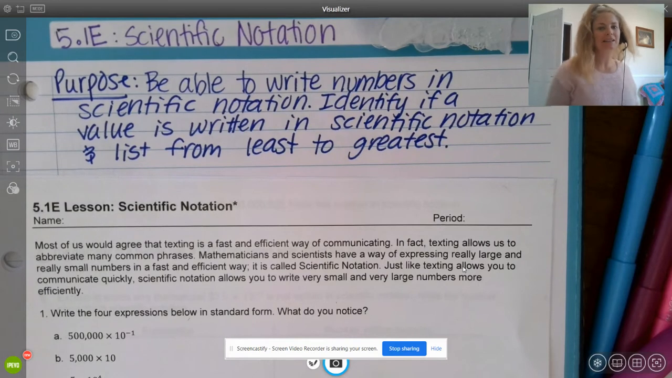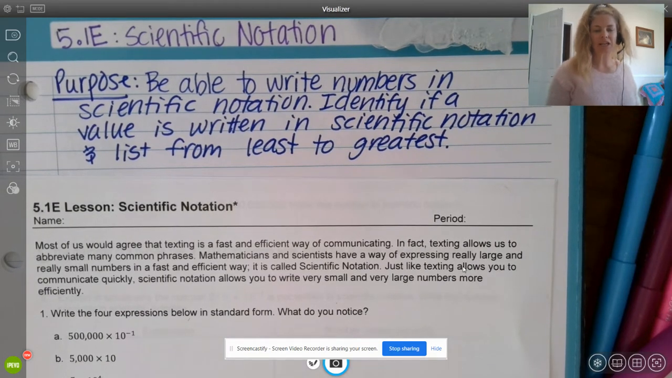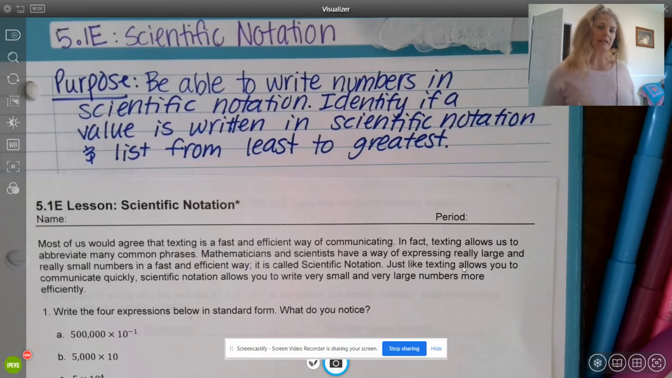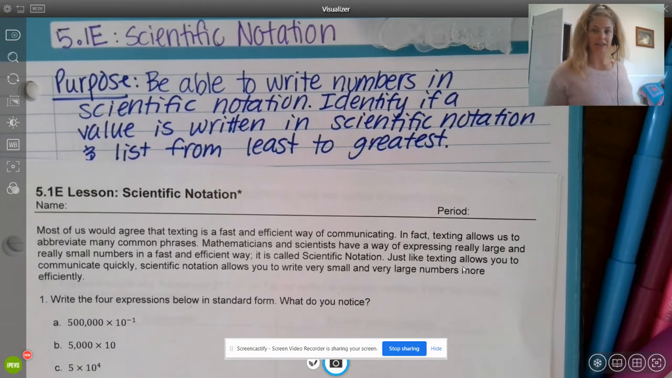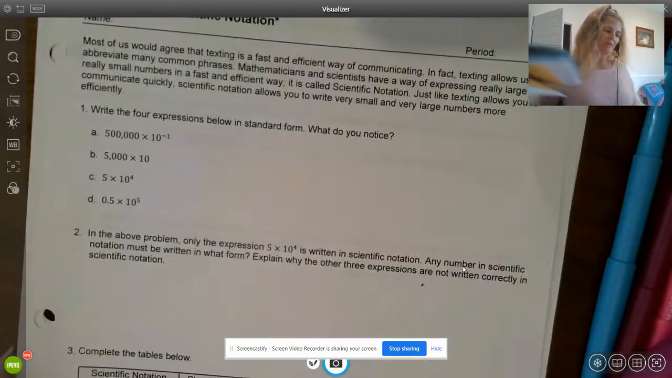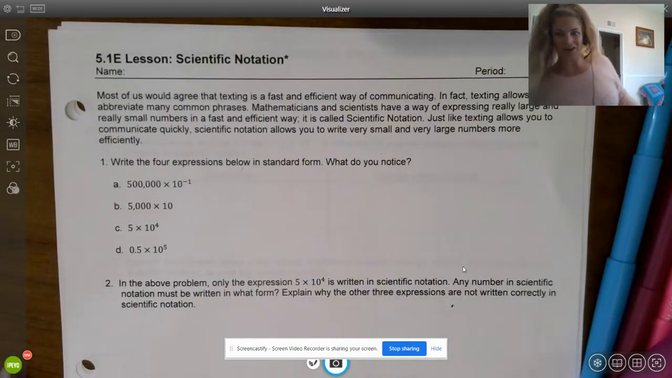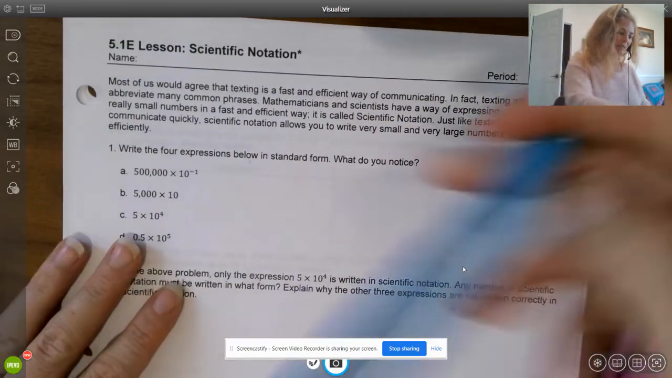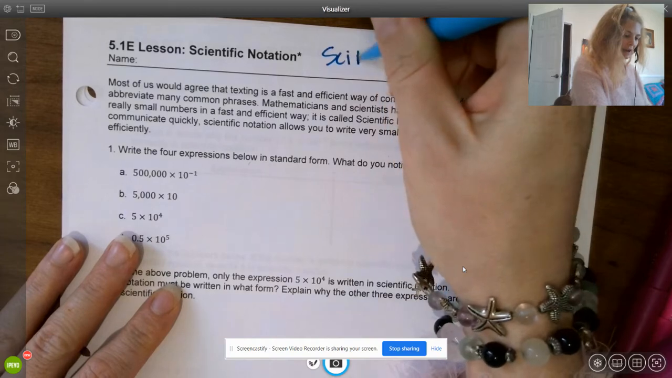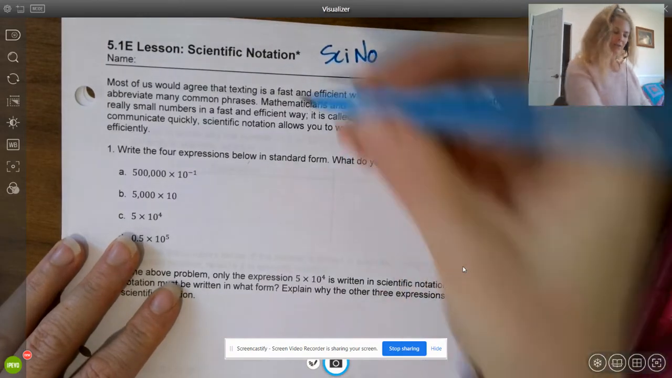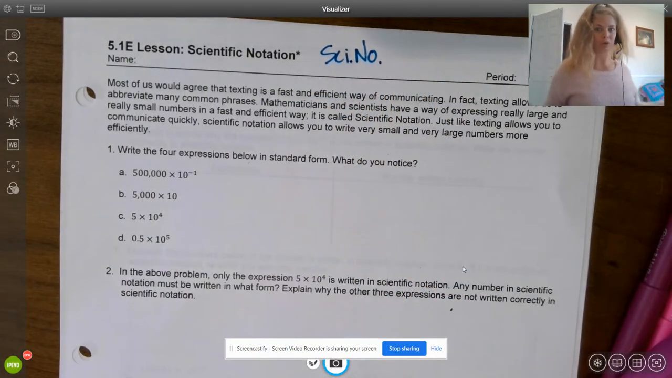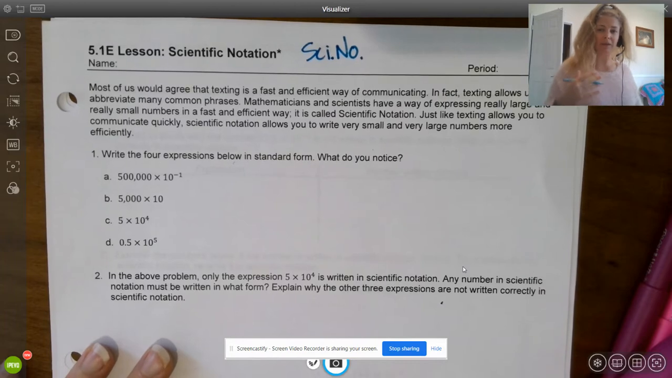Our purpose today is to be able to write numbers in scientific notation, identify if a value is written in scientific notation, and be able to list from least to greatest. Sometimes we call scientific notation "sci-no." You might see me write that, just so I don't have to write out the whole long word. It's an abbreviation. Scientific notation is a way that we can write really, really big numbers or really, really small numbers.